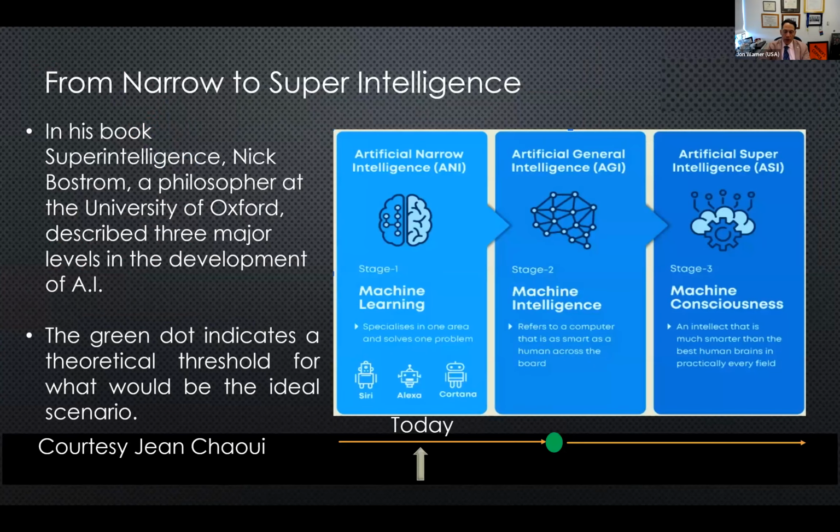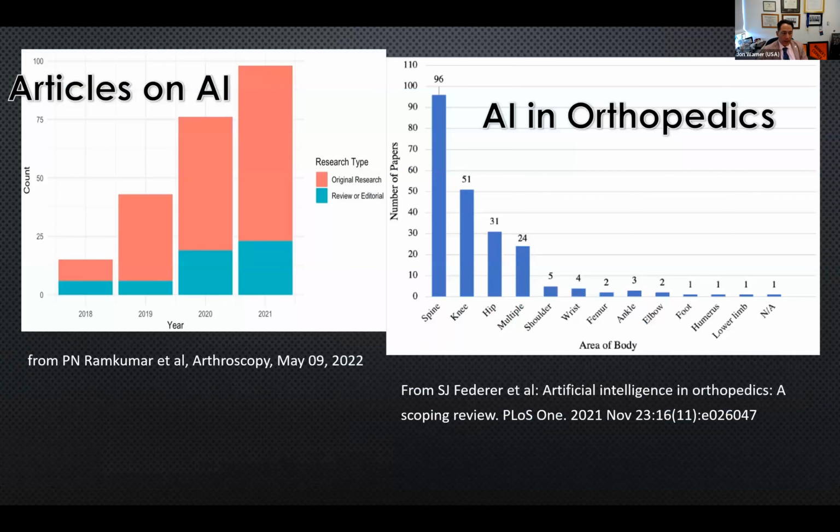Now, if we look at the range from narrow to superintelligence, the green dot there probably represents where we want to be, and that is computers working as an amplification of individual physicians and surgeons, being something that expands your capability to take care of patients, not necessarily substituting for what you do. And to be fair, the FDA will probably not approve anything that isn't ultimately overseen by a human being.